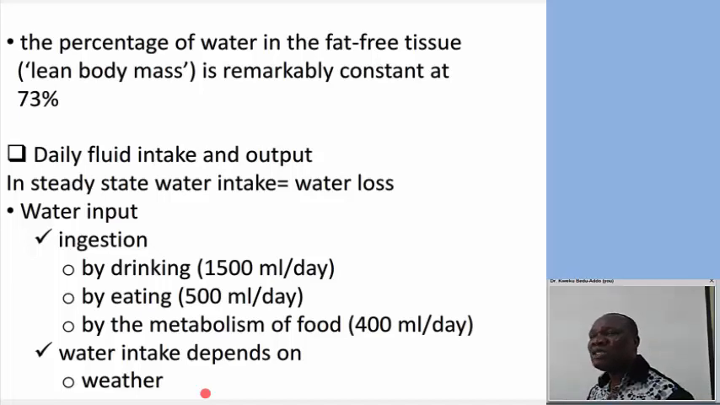Now, we get water from the food that we eat. We can also get water by the metabolic processes that take place during digestion. During metabolism, one of the end products of metabolism is water. So, these three processes or methods, we do ingest water. That is by drinking, by eating, and by the metabolism of food in the system.